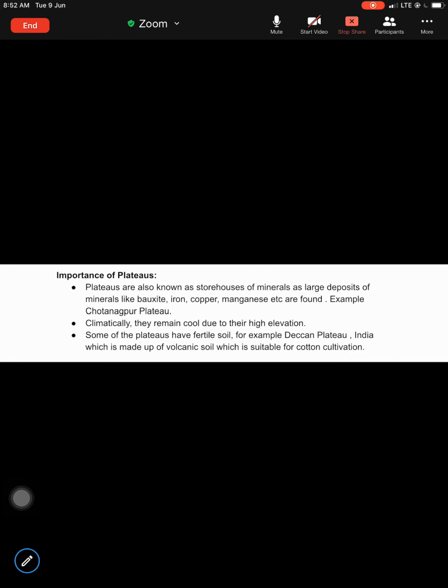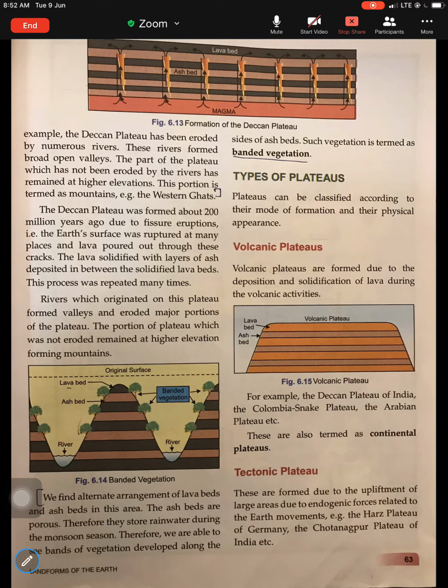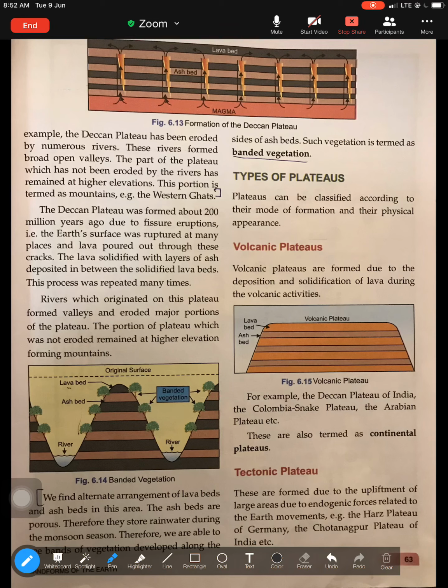Now let us begin with the types of plateaus. Before we understand the types, let us try to understand on what basis plateaus are classified. Plateaus are classified according to the mode of formation, meaning the way they are formed, all right, and their physical appearance, meaning how they look. So, on the basis of the way of formation and how they look, plateaus are classified into various types.